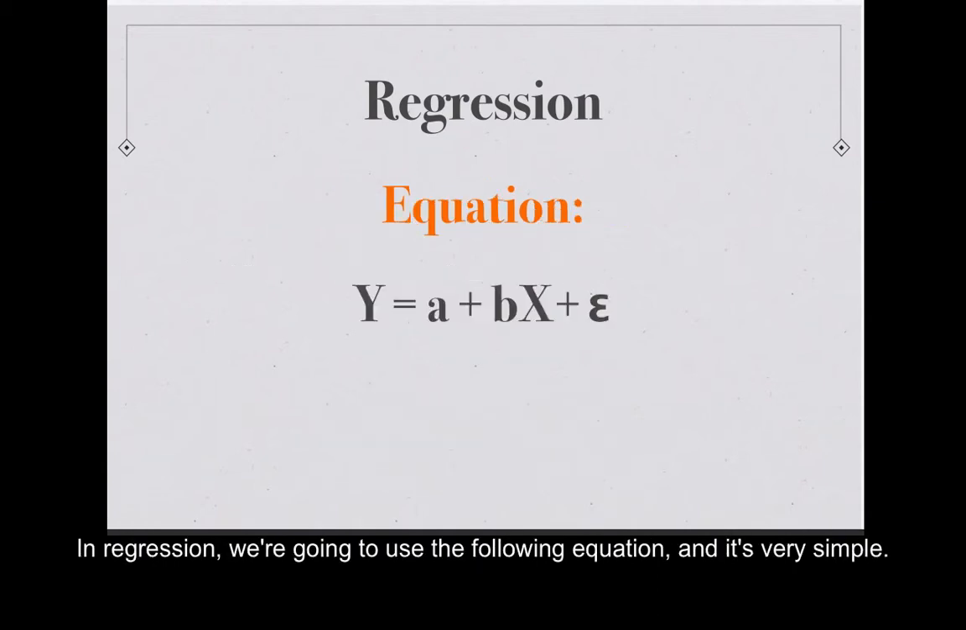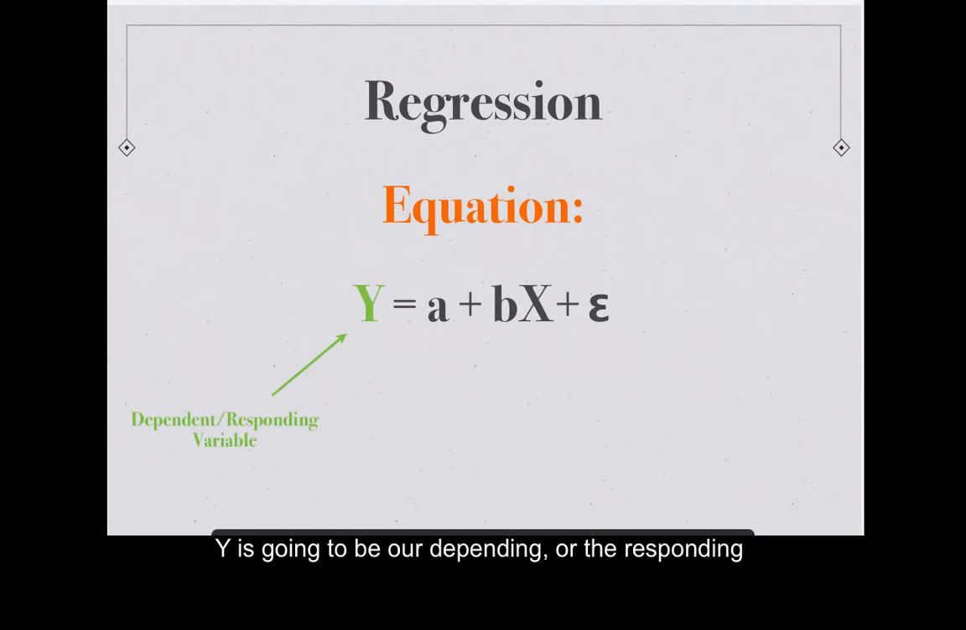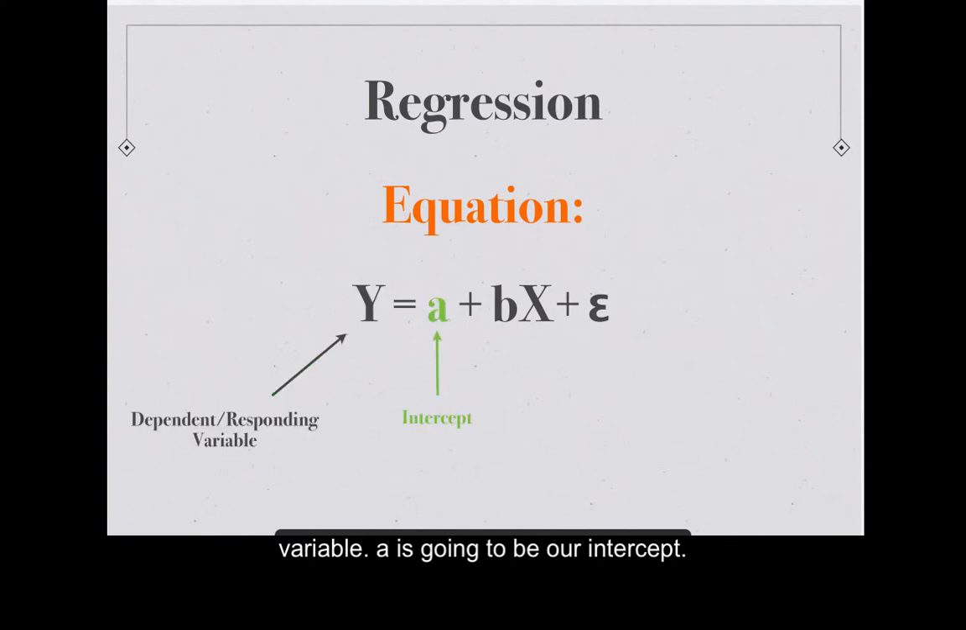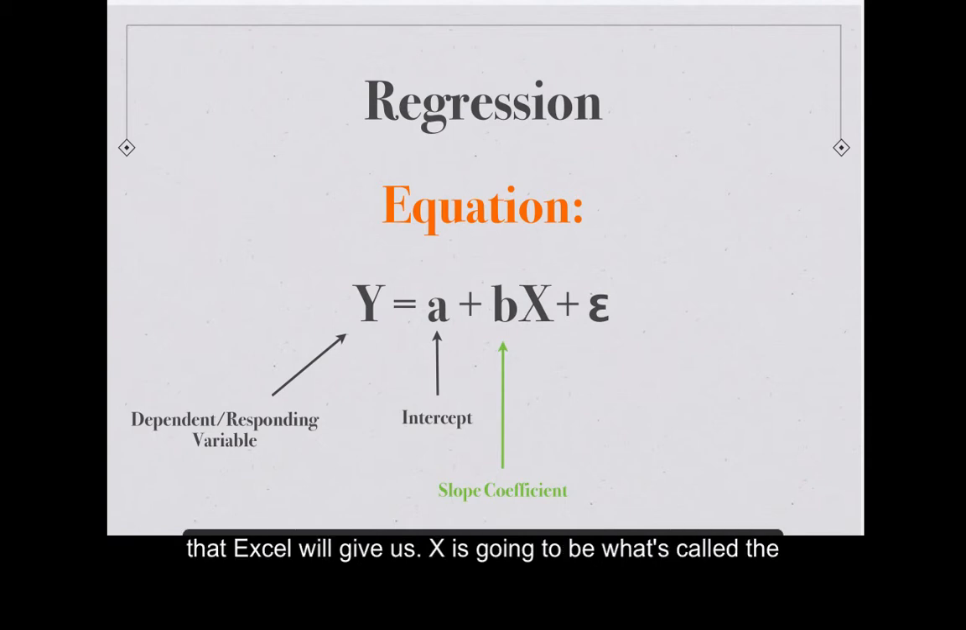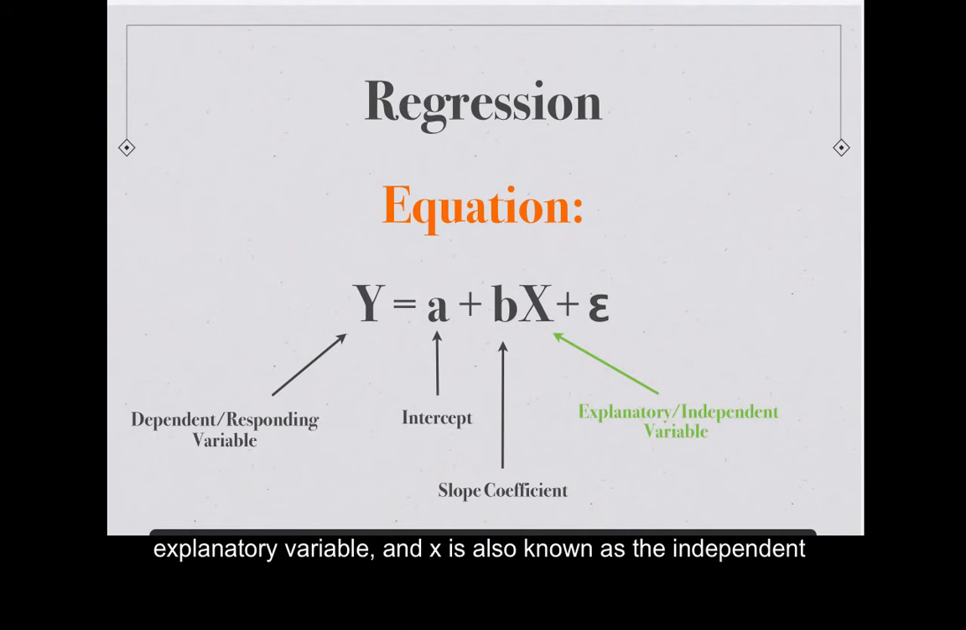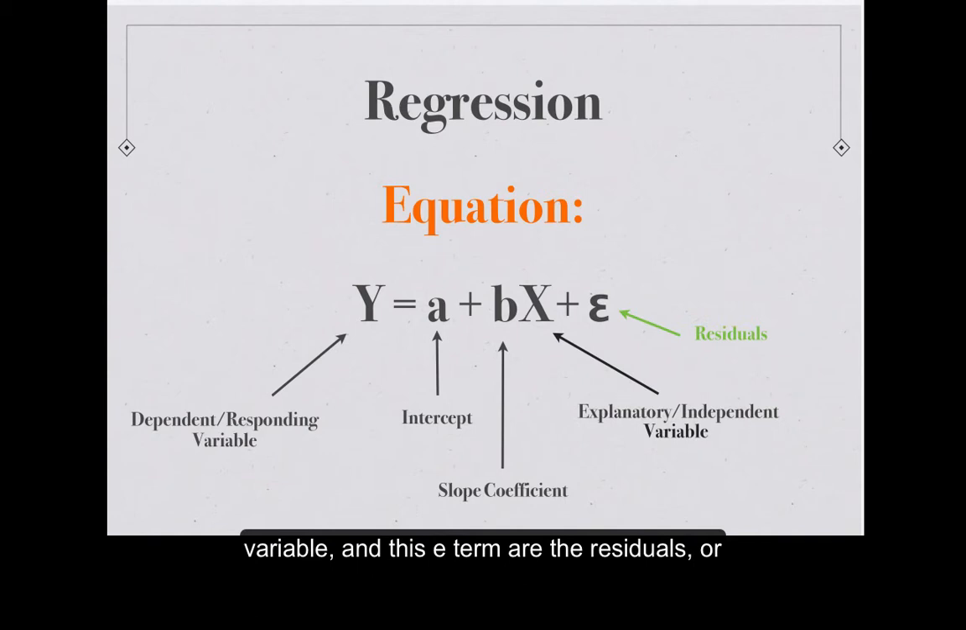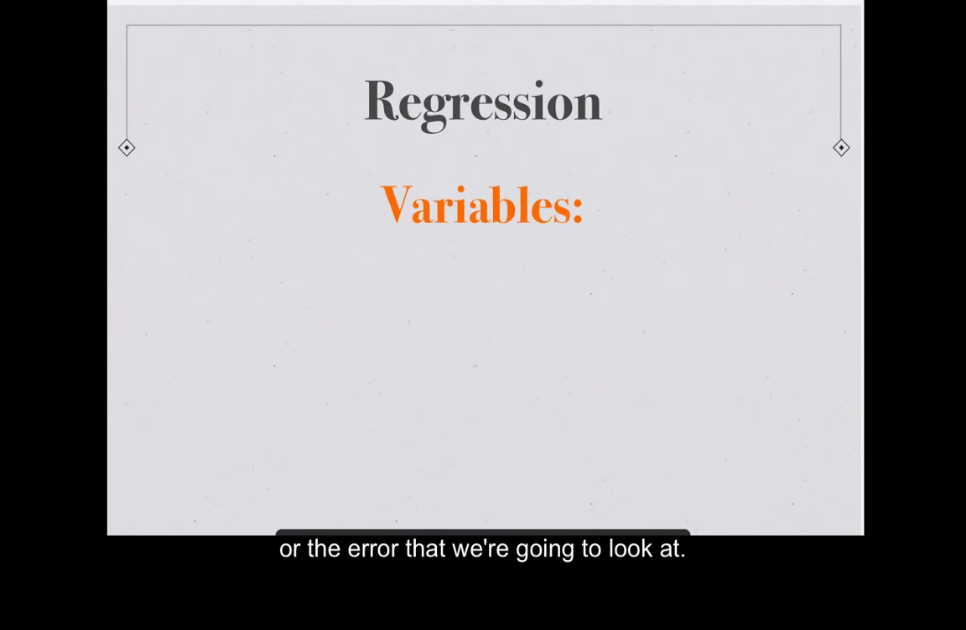And in regression, we're going to use the following equation, and it's very simple. Y is going to be our dependent or the responding variable. A is going to be our intercept. B is going to be a slope coefficient that Excel will give us. X is going to be what's called the explanatory variable, and X is also known as the independent variable. And this E term are the residuals, or the error that we're going to look at.